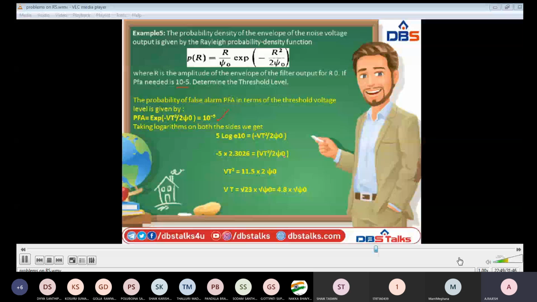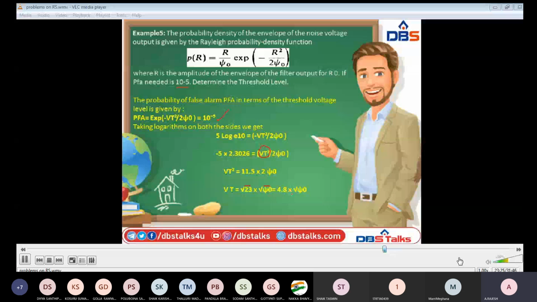VT square is equal to 11.5 into 2 psi naught. So VT is equal to the square root of 23, that is 11.5 into 2, which is 23, square root of 23 into square root of psi naught, which will be equal to 4.8 into square root of psi naught. Go for the next.